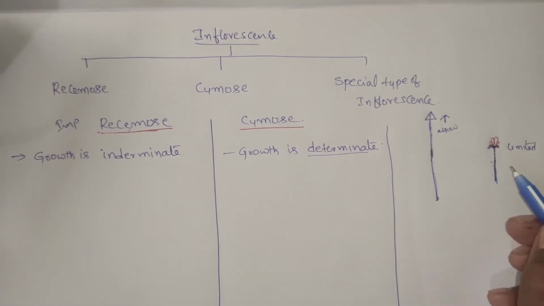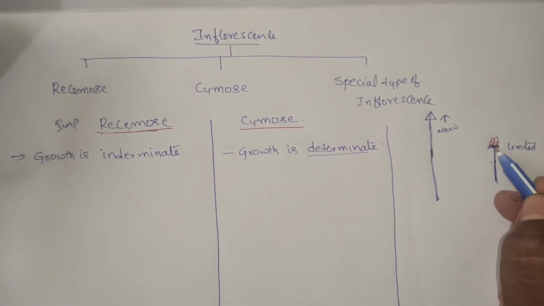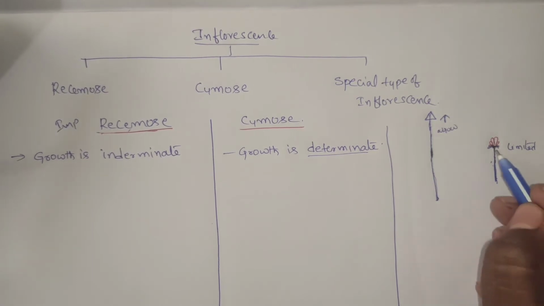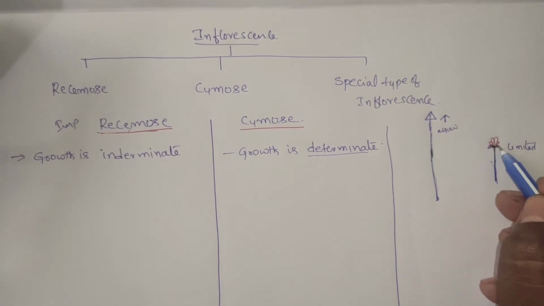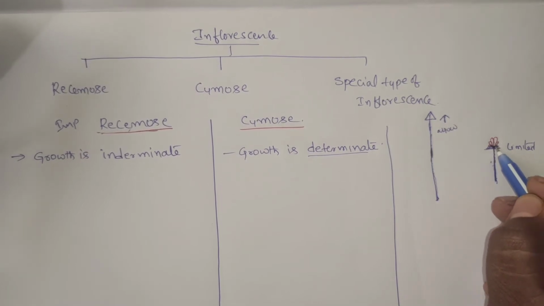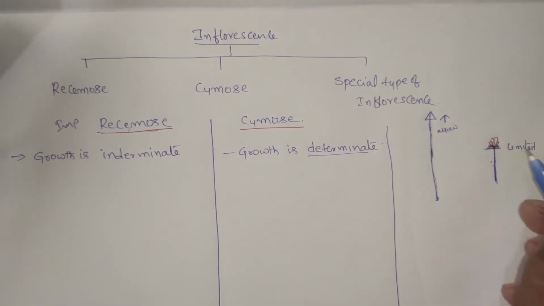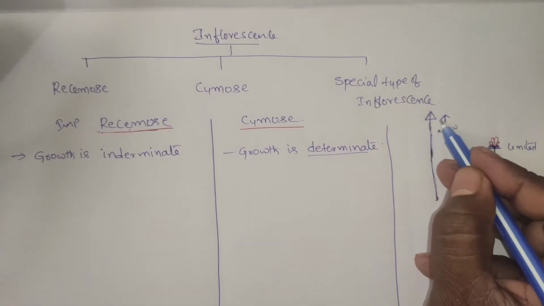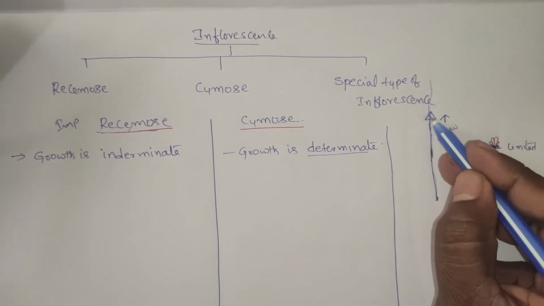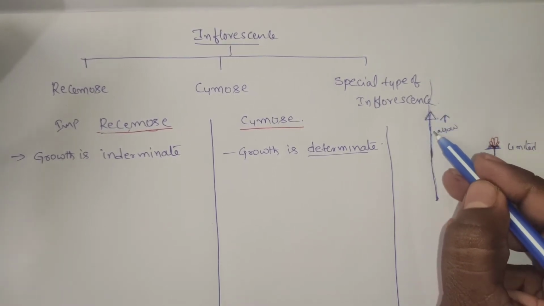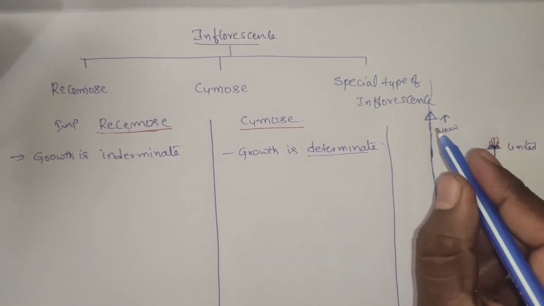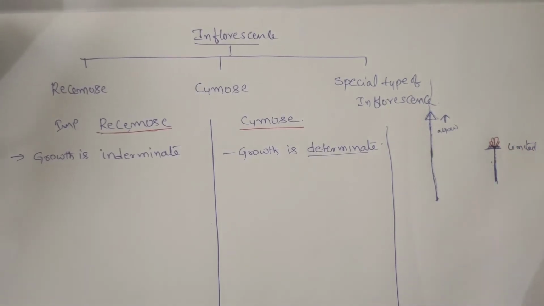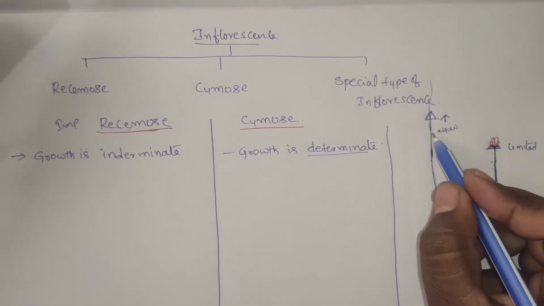Among these two, which one is showing limited growth? With the formation of the flower, the growth has been limited up to this mark, so this growth is limited. But here, this growth is not limited. It is continuous, which means it is not determined. That means it is indeterminate, whereas the other is determinate, which means the growth has been determined up to the mark. This is called determinate.